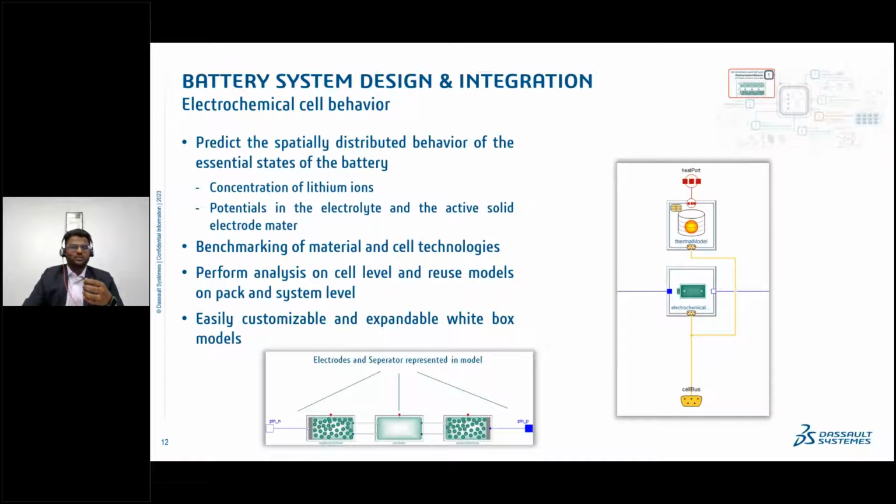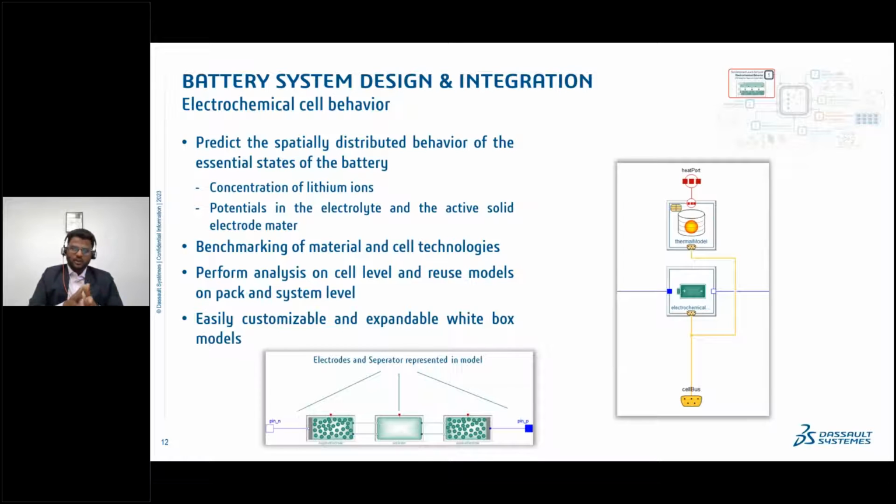For example, if you see the electrochemical block, the electrochemical block already has all the different empirical formulas present inside, and you just need to fill in the parameters. What you can obtain at this layer is the different concentration of lithium ions.